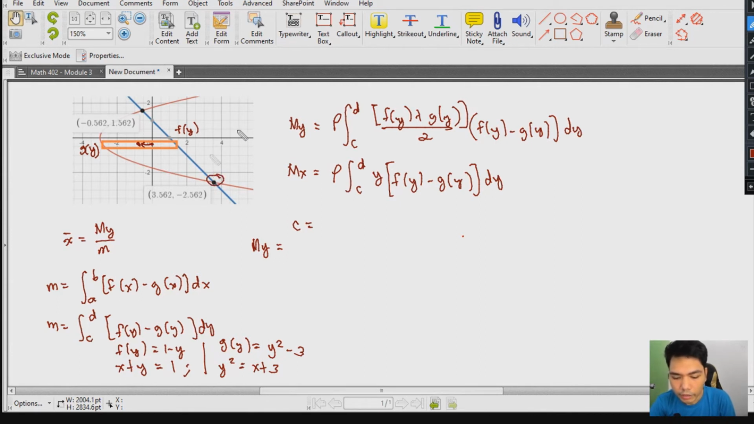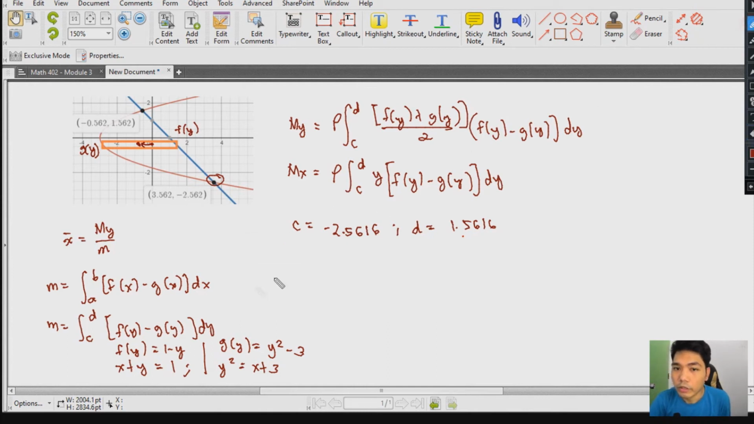So that is negative 2.5616, and then for d, which is the upper value, you can see from here 1.562, but I'll be more exact, 1.5616. And I'll be storing that in my calculator so that we don't lose the exact value. So those are the lower and upper limits of m sub y.